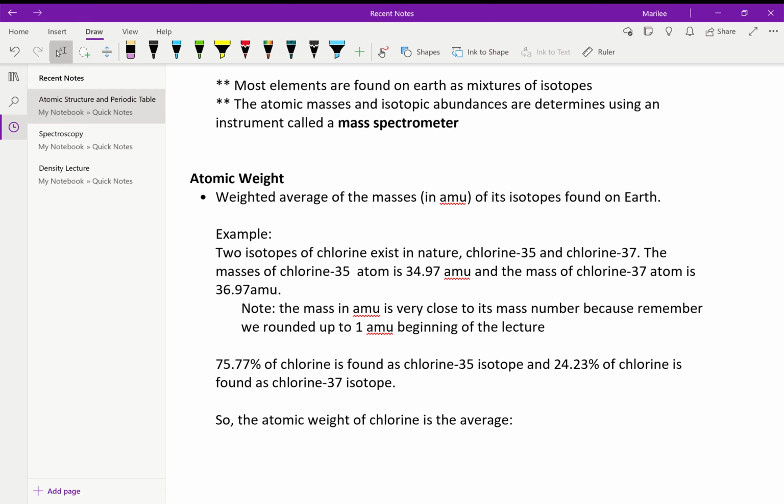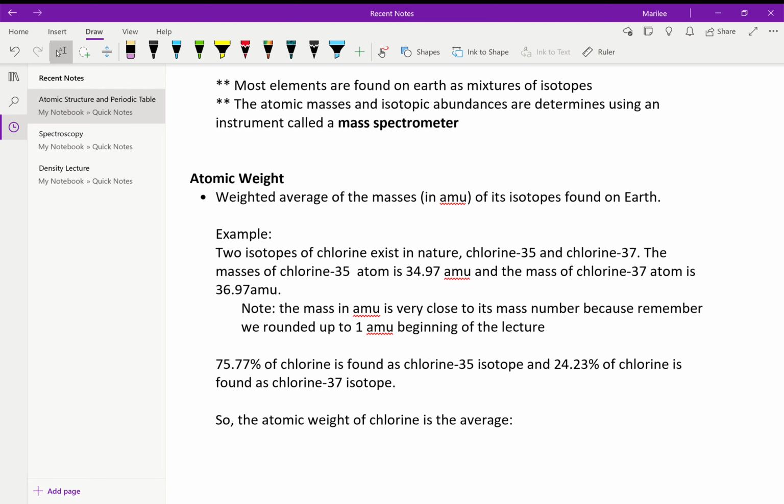So we see here that the mass in atomic mass units is very close to its mass number. That is because, if you remember the beginning of the lecture, we rounded the atomic mass unit to one significant figure. It was like 1.00097 or something. That's why there's that difference and they're not completely identical. So 75.77% of chlorine is found on planet Earth as the chlorine 35 isotope, and 24.23% of chlorine is found as the chlorine 37 isotope.